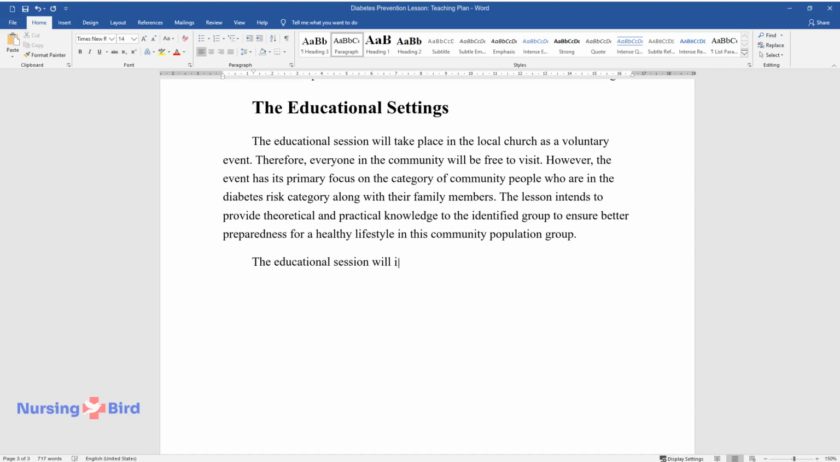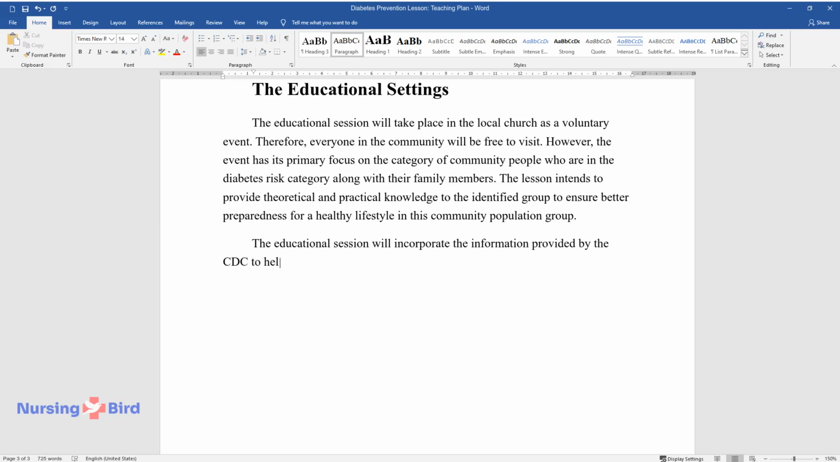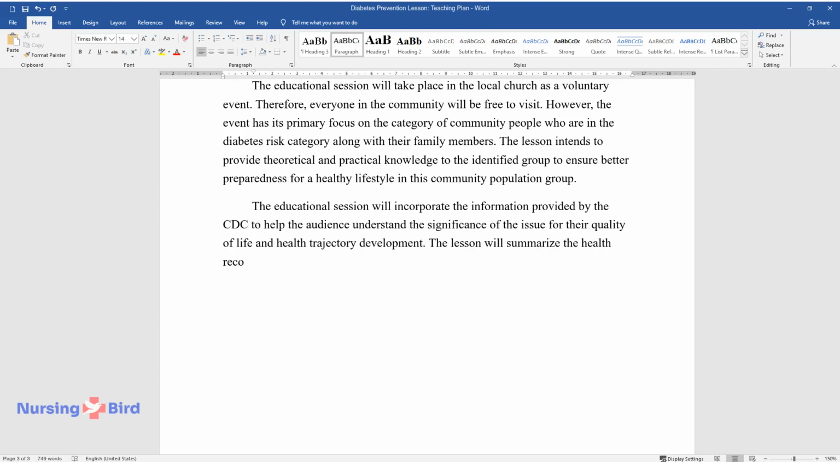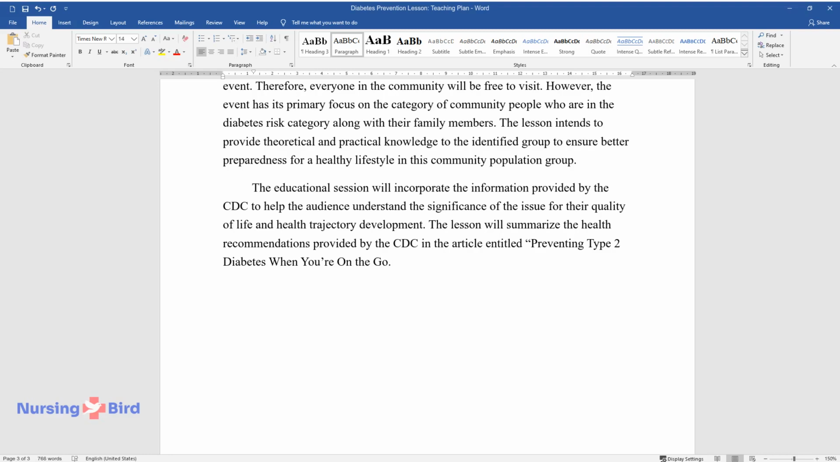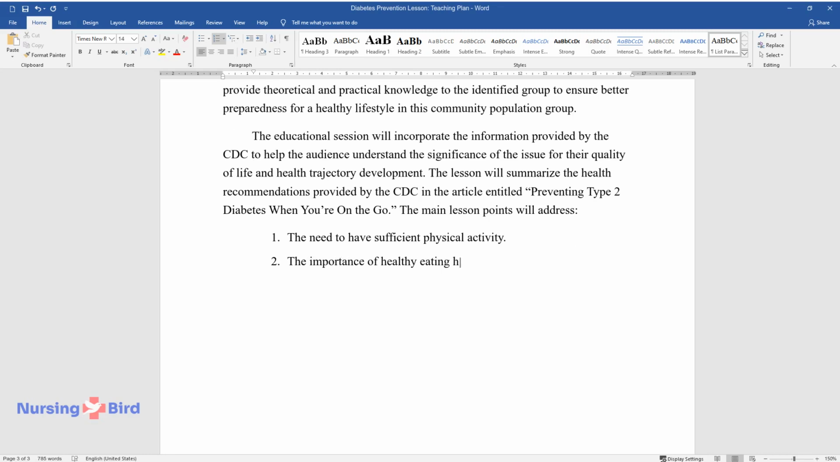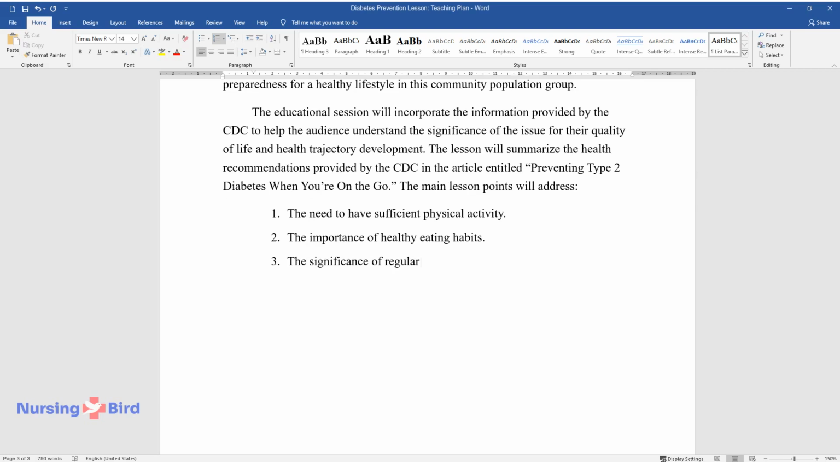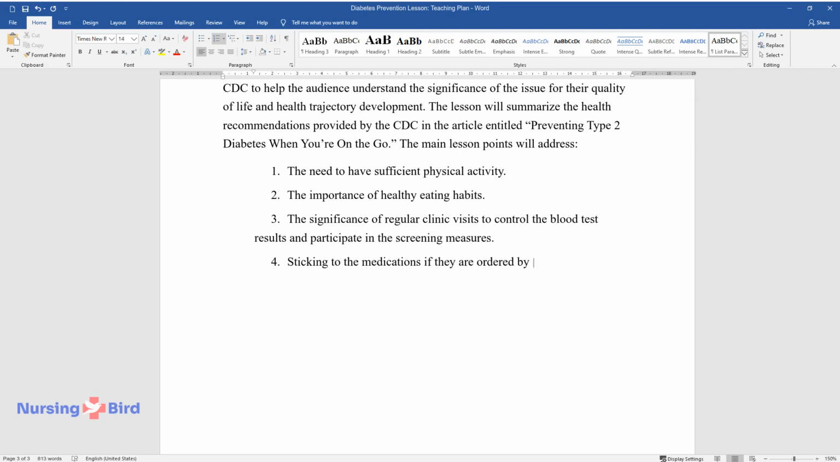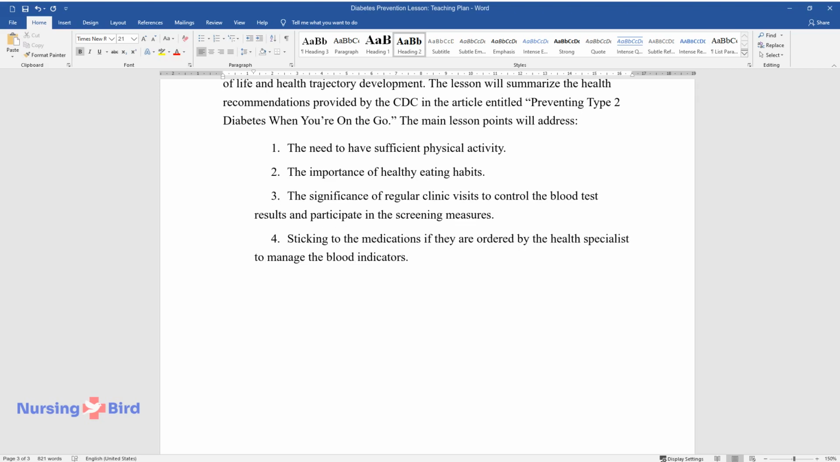The educational session will incorporate the information provided by the CDC to help the audience understand the significance of the issue for their quality of life and health trajectory development. The lesson will summarize the health recommendations provided by the CDC in the article entitled Preventing Type 2 Diabetes When You're on the Go. The main lesson points will address the need to have sufficient physical activity, the importance of healthy eating habits, the significance of regular clinic visits to control the blood test results and participate in the screening measures, and sticking to the medications if they are ordered by the health specialist to manage the blood indicators.